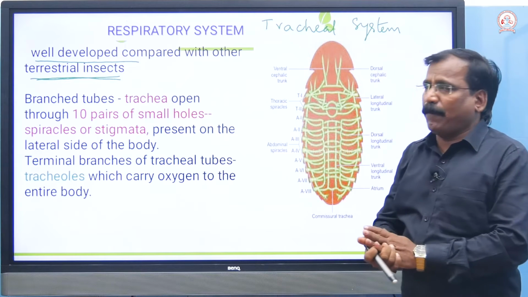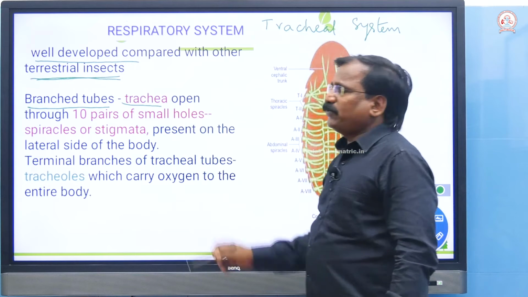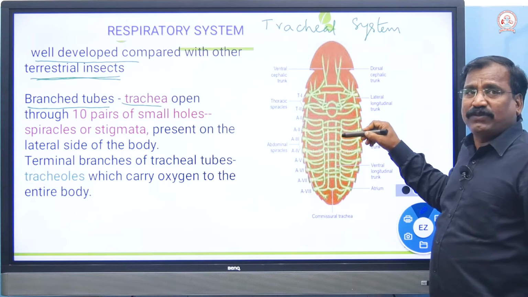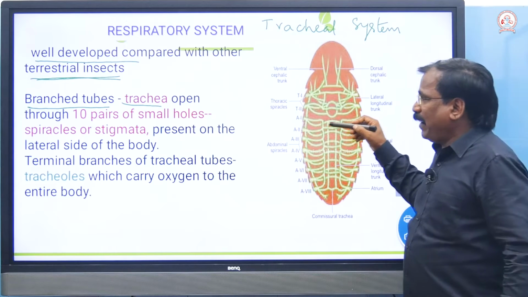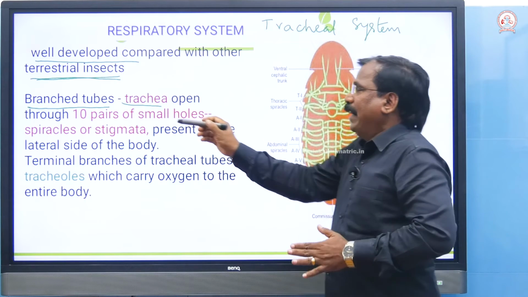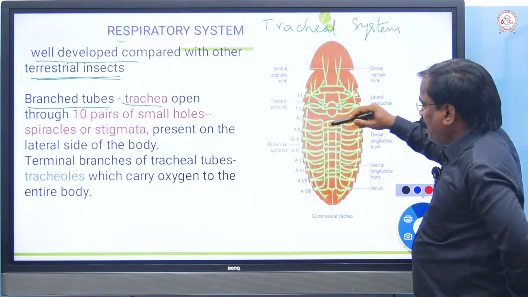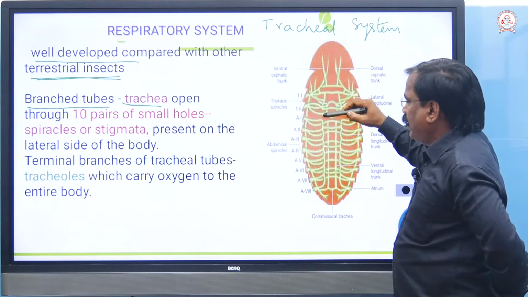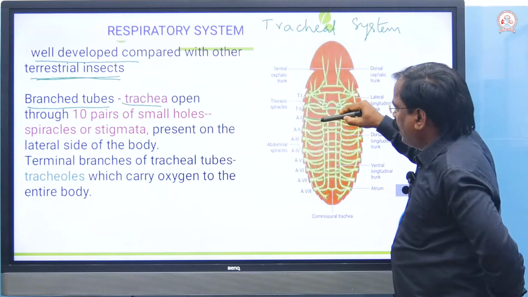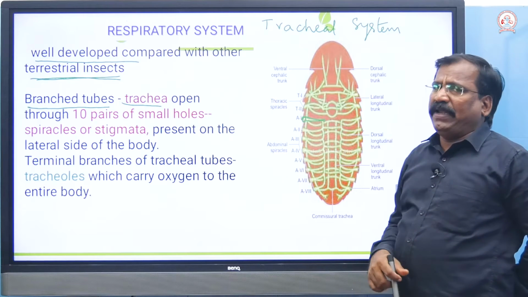What is a trachea? It is a branched tubule. Listen, those green structures are the branched, interconnected tubules called trachea. This is a tracheal tube, and the tracheal tube opens to the exterior through an opening.